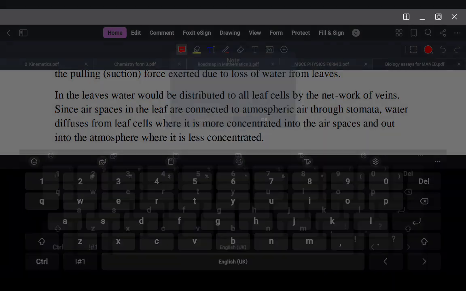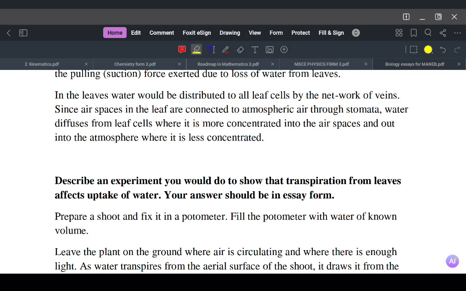Or a question can say, describe an experiment you would do to show that transpiration from leaves affects uptake of water. Your answer should be in form of an essay.